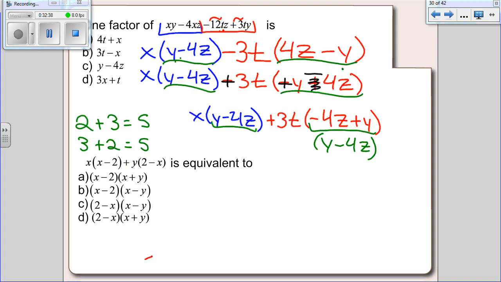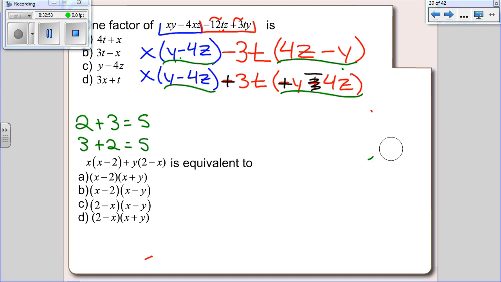When you get to that spot, you should have had something in the brackets that was the same. That thing was y minus 4z, so that would come out. What you're left with would have been x plus 3t.